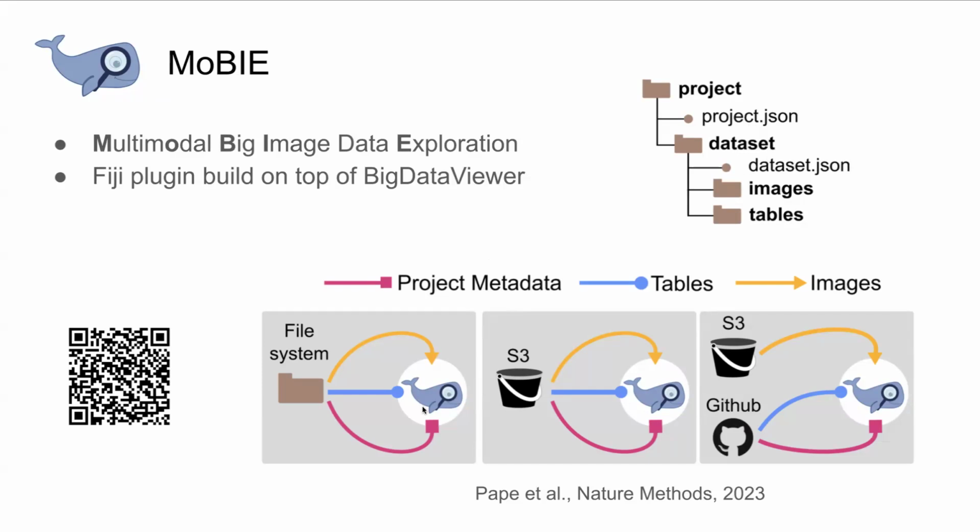It supports several modes. Could be that everything is saved on a file system, so the metadata, tables, and images, or everything is in an S3 bucket object store. Or what we use quite a lot is this mode where all the small files like the tables and the metadata are on GitHub, and then the big files, the images, are stored in an S3 object store bucket.